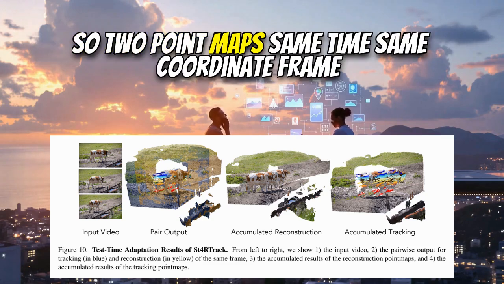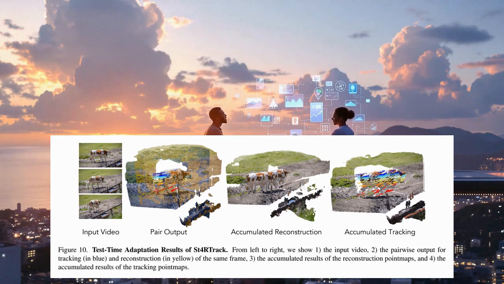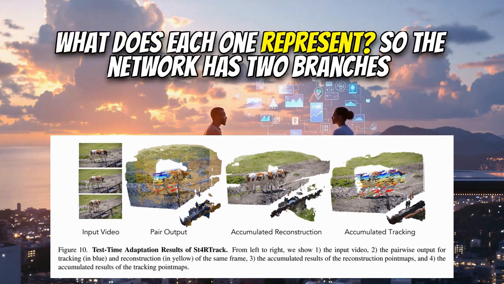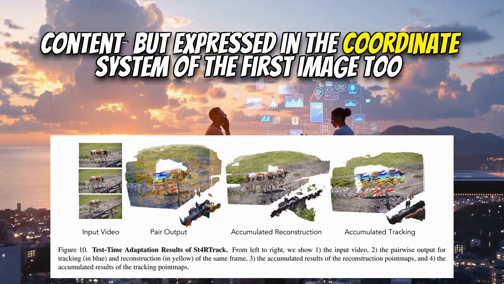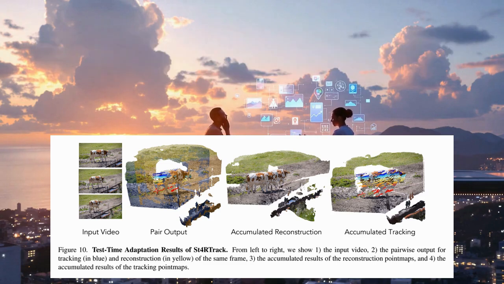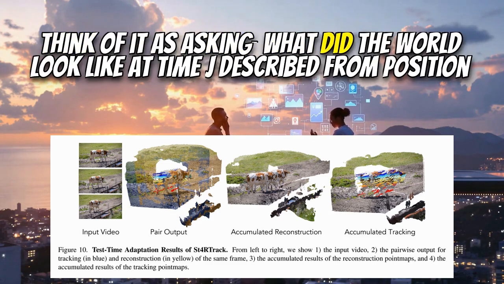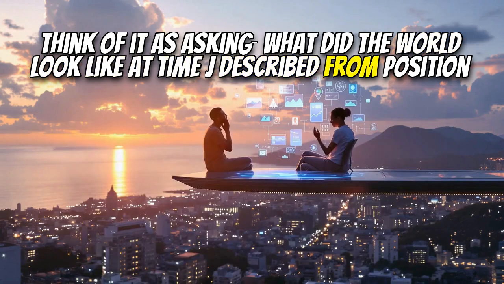Okay, so two point maps, same time, same coordinate frame. What does each one represent? So the network has two branches. The reconstruction branch looks at the second image, I_j, and reconstructs its 3D content, but expressed in the coordinate system of the first image too. Think of it as asking, what did the world look like at time j, described from position i?